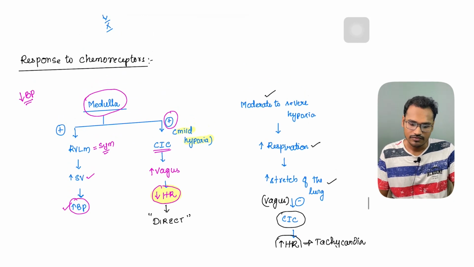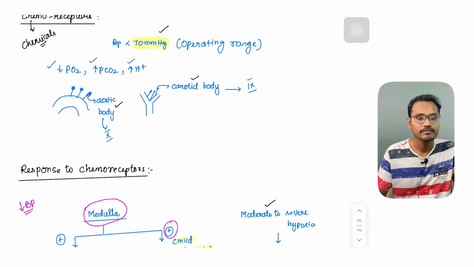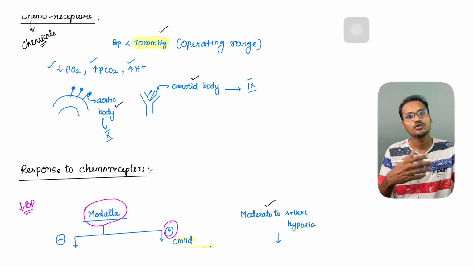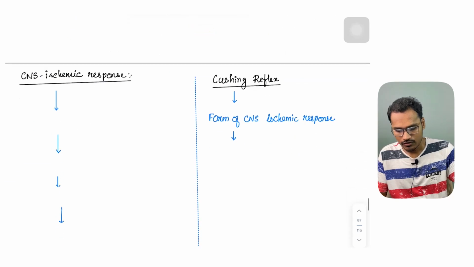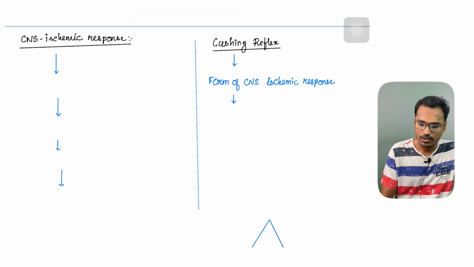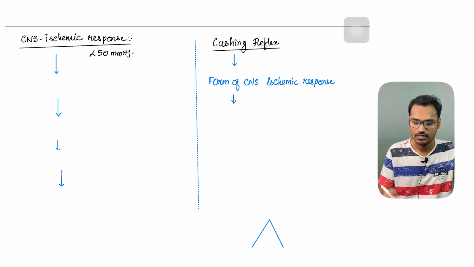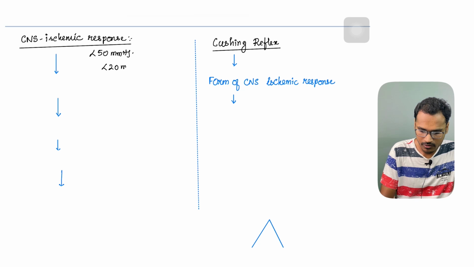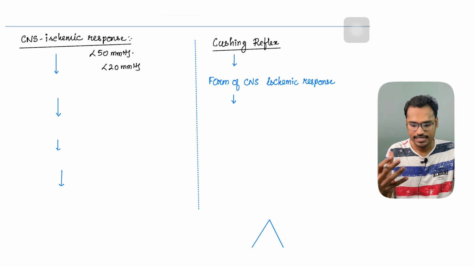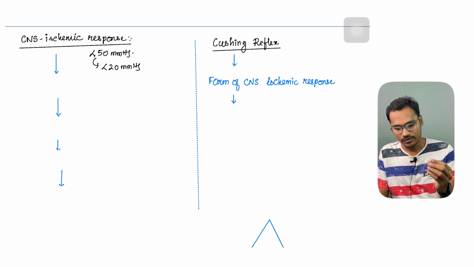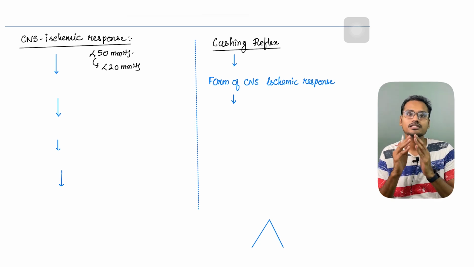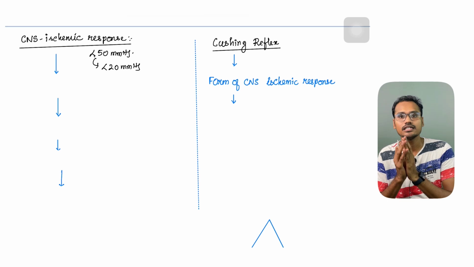So the chemoreceptors, as we saw here, their operating range is less than 70. So whenever the BP falls below 70, it is going to act and try to bring back the BP to the normal levels. If the BP keeps falling, and whenever it goes below 50, and especially when it goes below 20 or 30 mm of Hg, it can start the CNS ischemic response, but most preferably when it goes below 20. As you can see from this value itself, below 20 means that the person is in a very, very severe, drastically worse condition. Only in those worse conditions is it going to get activated.